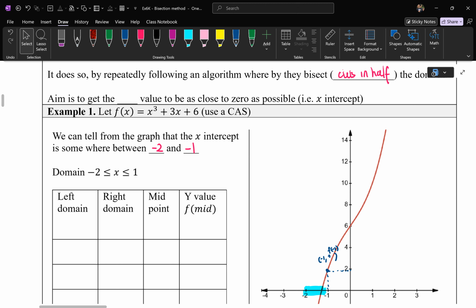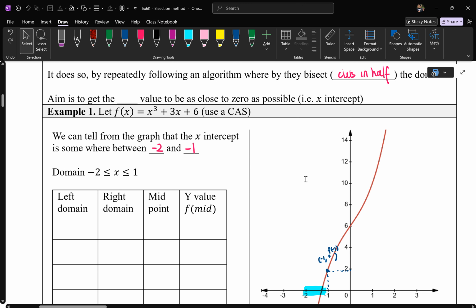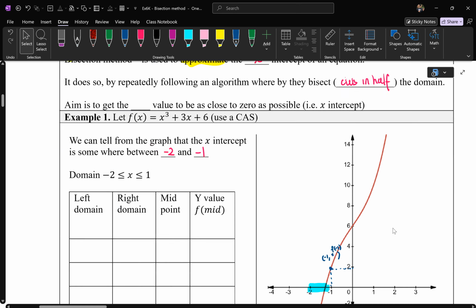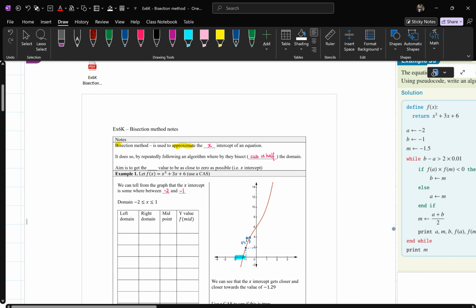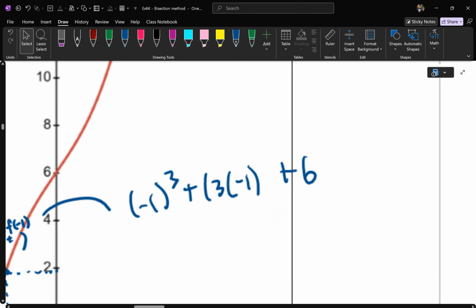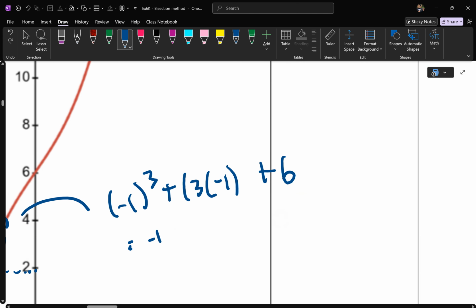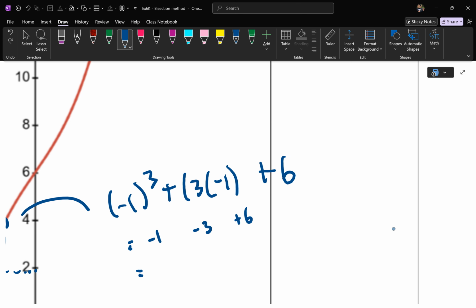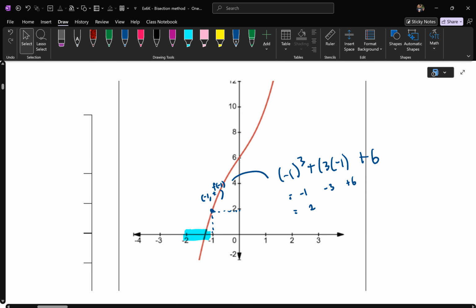So if I wanted to find the y value, I would then simply say, oh, what's going on with my pen now? Oh, there we go. We would then say it would be negative 1 cubed plus 3 times negative 1 plus 6. Now, if we work that out, that gives you negative 1 minus 3 plus 6, and we can see that gives you positive 2.